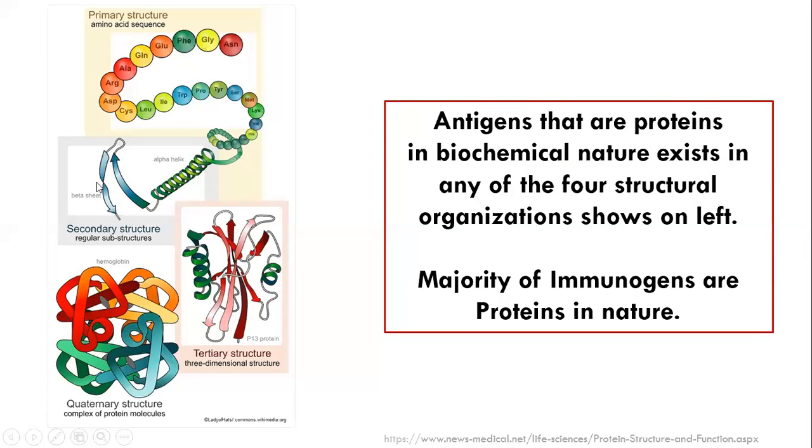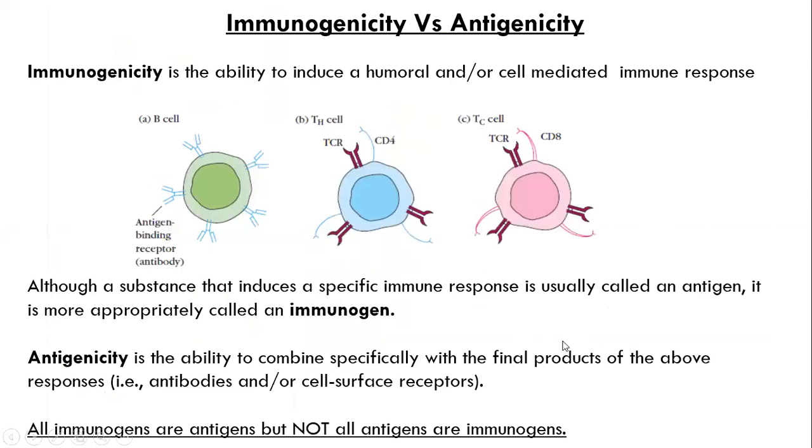It may happen with the alpha helix. It may happen with the beta helix. It may happen in one of the groups here. It may happen with a specific phenylalanine or glycine residue here. To try to understand that, the structural conformation and presentation of the antigen is really important. It can be any one of the forms. And the majority of immunogens are proteins in nature. We will see why we are using the term immunogen in the next slide. The majority of them are proteins in nature.